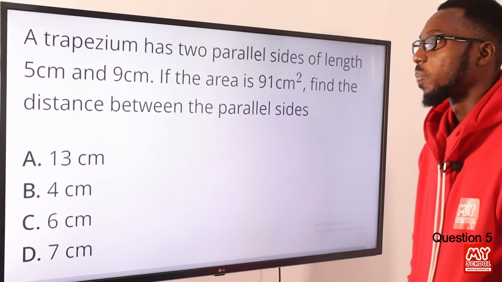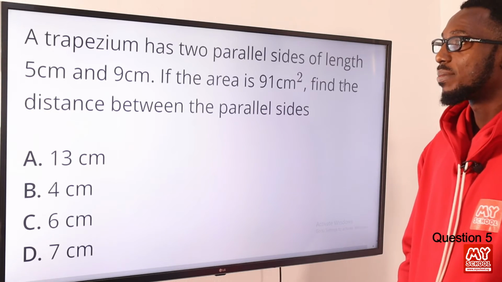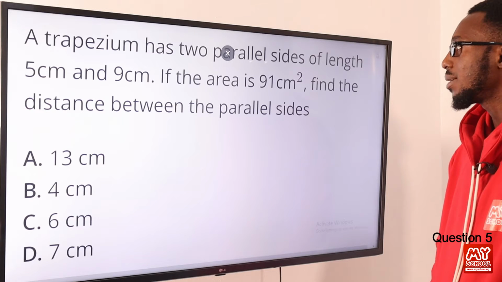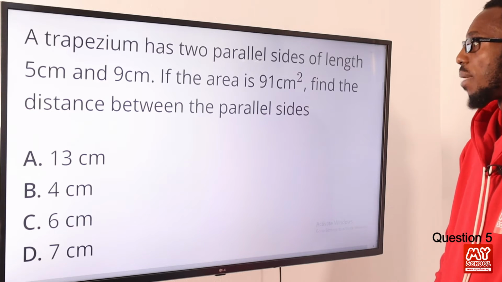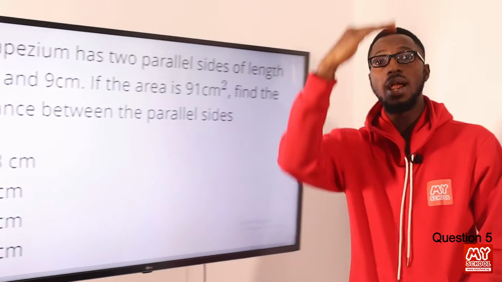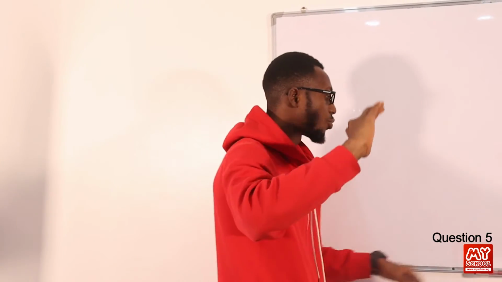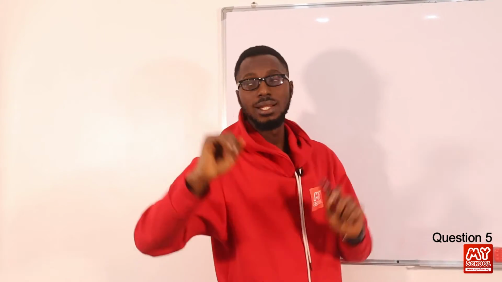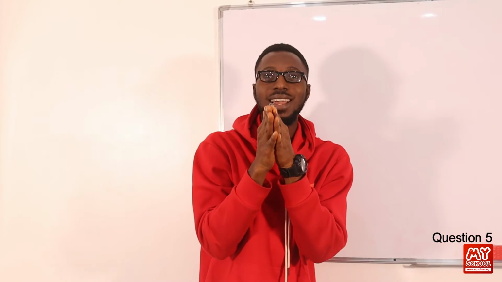Question 5. A trapezium has two parallel sides of length 5 centimeter and 9 centimeter. So if the area is 91 centimeters square, find the distance between the parallel sides. So, these parallel sides, we have the short base and the long base. So the short base here should be the 5 centimeter and the long base, which is underneath, that is 9 centimeters. So the distance between them actually represents the height.